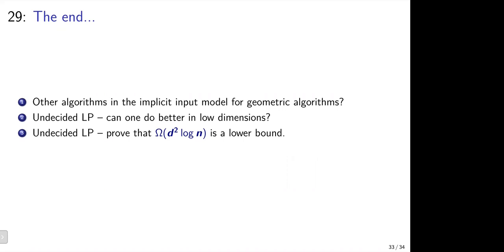Let's see if the camera works now. I guess not.